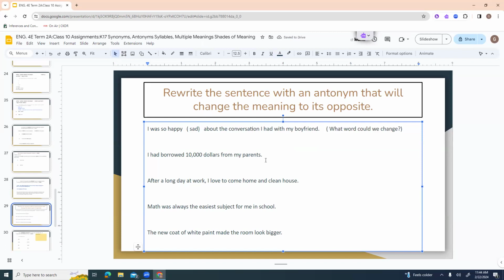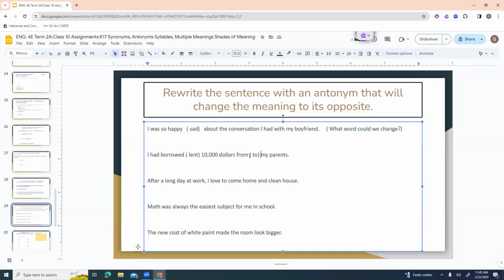Okay, I had borrowed $10,000 from my parents. So what word could I change to give the opposite meaning? I could say, okay, here I've borrowed it. The opposite might be I gave, I lent. If I said something like I had lent $10,000 to my parents, I'd have to change from into to, because from implies coming from, to implies giving to. So that's one way I could do it.